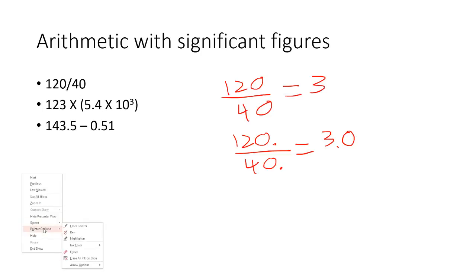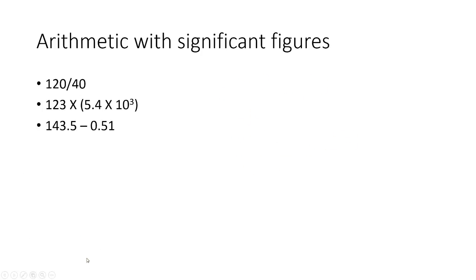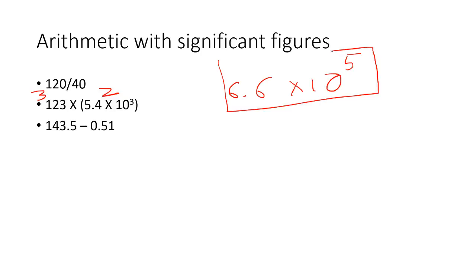Let's try our next one. So here we have 123, and we multiply it times 5.4 times 10 to the third. Here, we're going to have 2 significant figures here, 3 in this number, so we're only going to have an answer with 2 significant figures. When I put it in my calculator, this would give me 6.6 times 10 to the 5th power. And that's the way we can write a number with 2 significant figures.